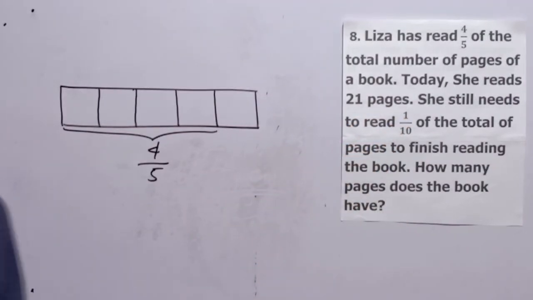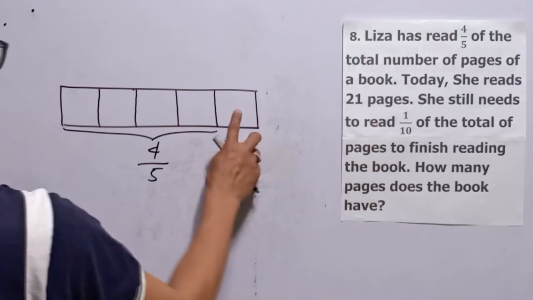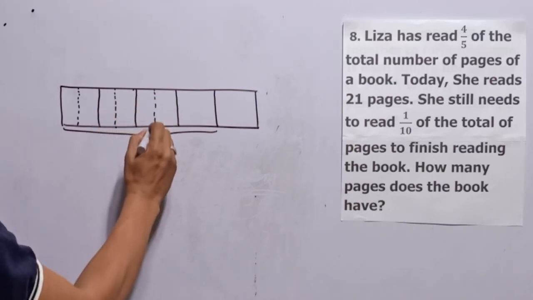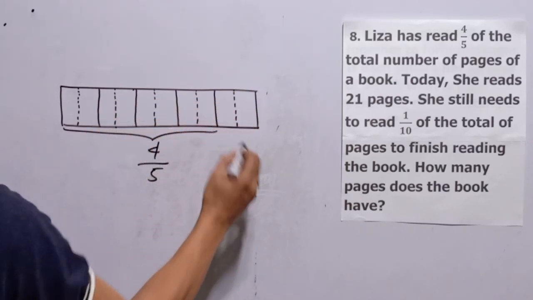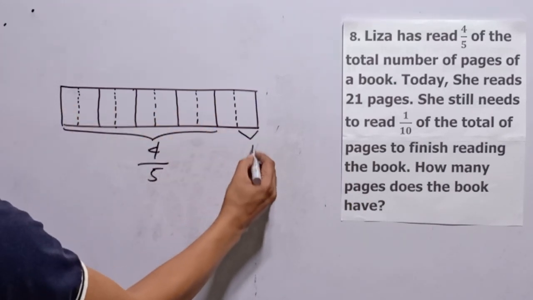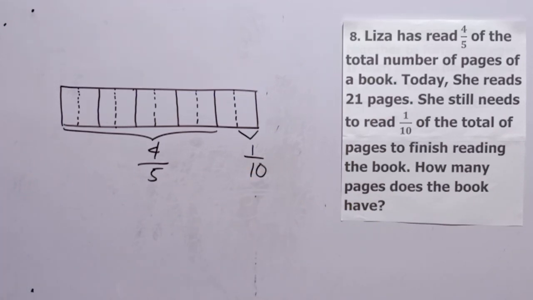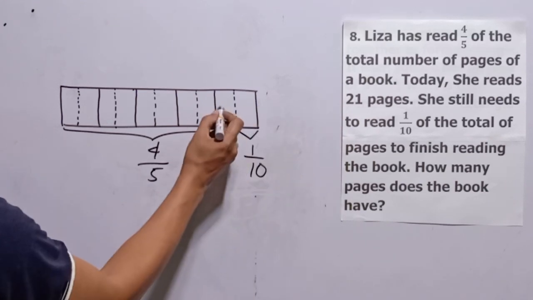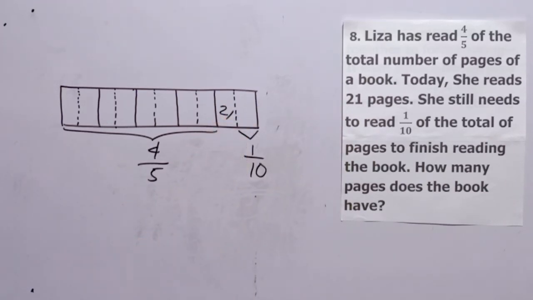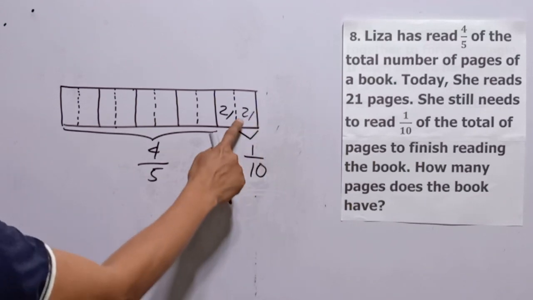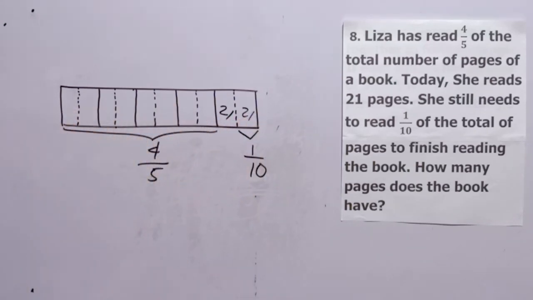Then she still needs to read 1/10. To get 1/10, we need to divide each part into 2 equal parts to get 10 equal parts. So now you have 10 equal parts, and this is our 1/10 that she needs to finish reading. Meaning, this is the 21 pages she read today. If you notice, one block here is 21, so this is also 21. And you have 10 of 21.